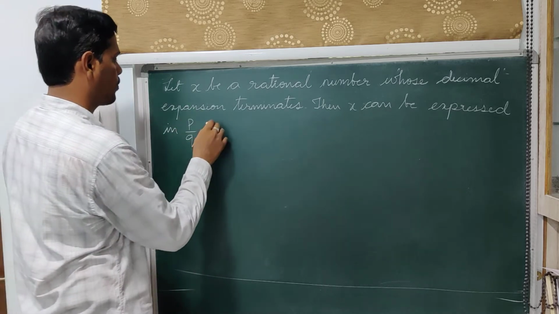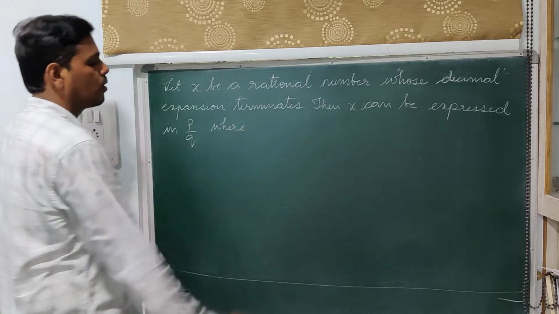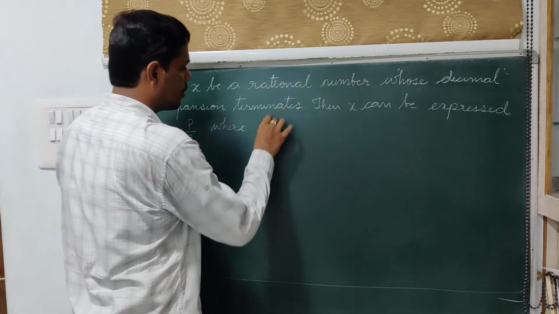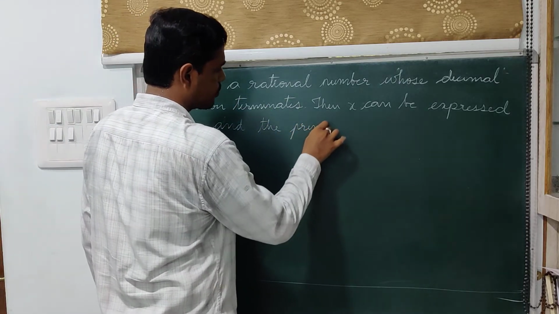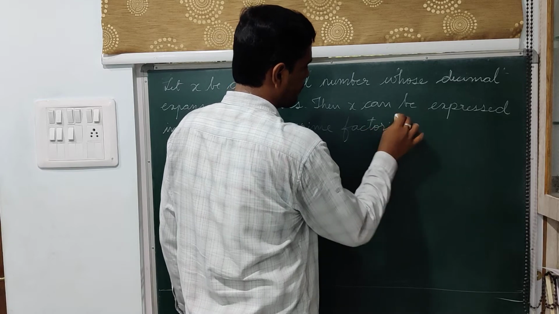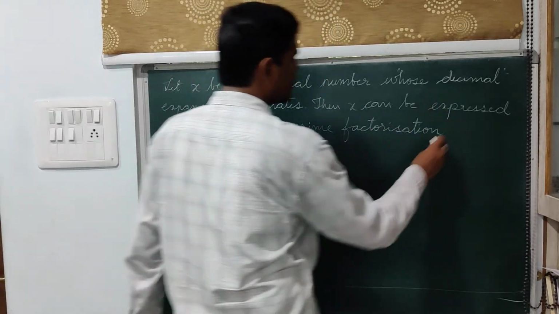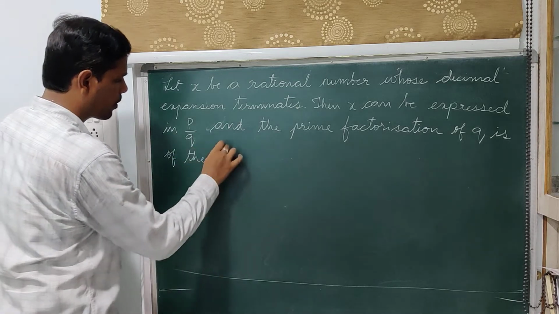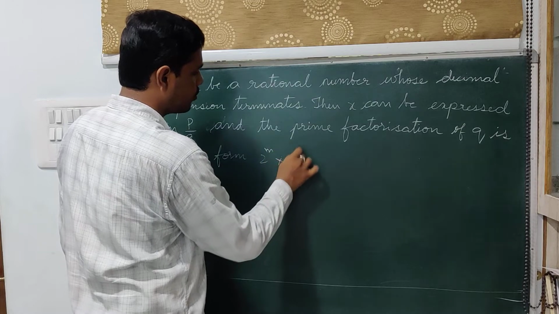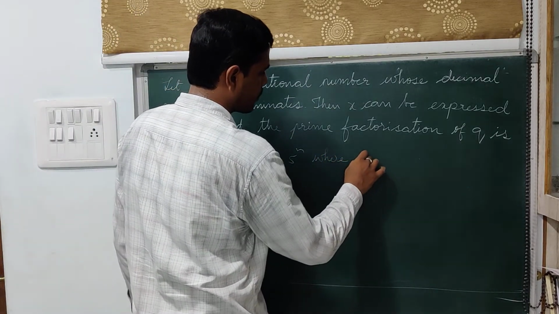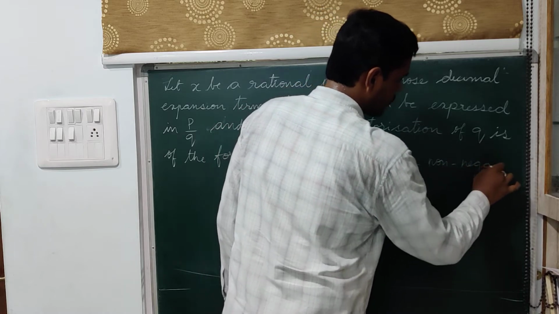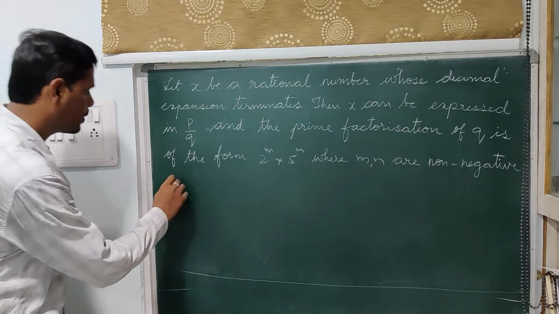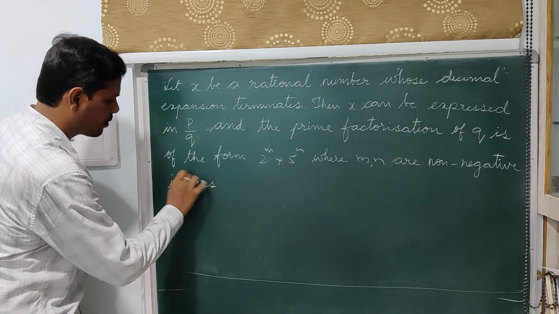in p by q, where the prime factorization of q is of the form 2 power m into 5 power n, where m, n are non-negative integers. So this is what you can conclude.